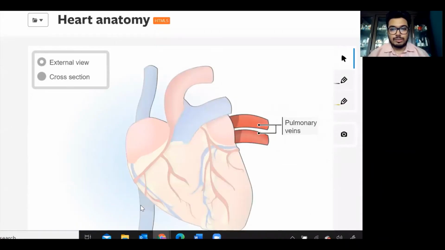So I'll be showing you one of the topics, which is something which bothers a lot of students as well as teachers while teaching it. I'm going to show you various virtual labs associated with the topic. The topic is called circulatory system. I'll be sharing this.